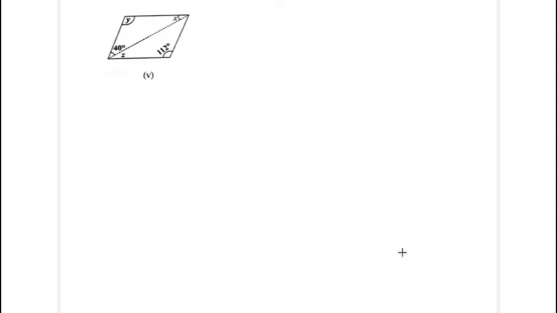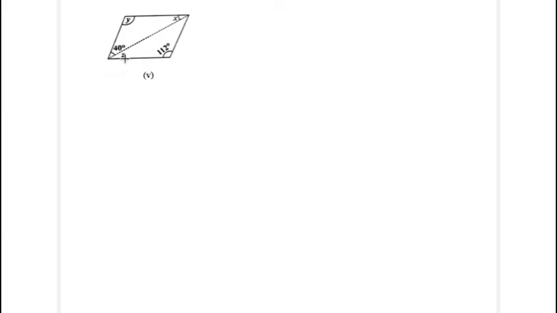Now move to question number 5. Question number 5 is a little tricky. See, our parallelogram is given and a simple diagonal is given over here. We have to find the value of x, y and z. Now see how to start this sum. x is equal to angle z because these two sides are parallel and this is the transversal. But we don't know the value of z. So how to find it out?